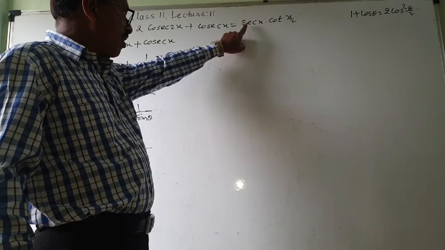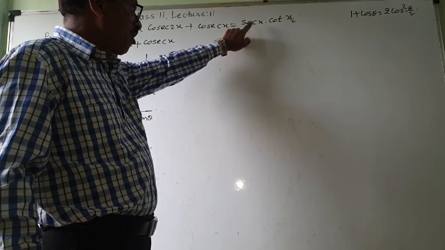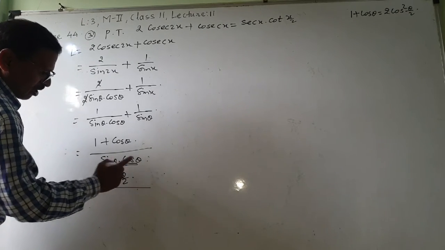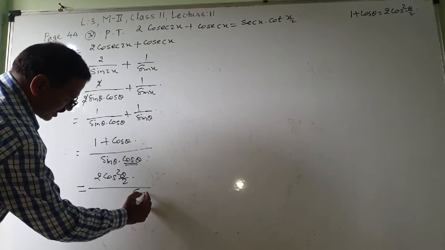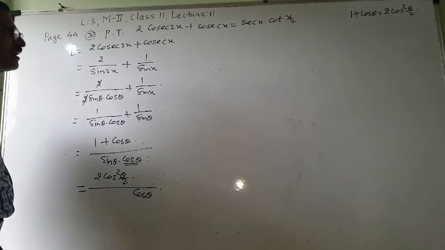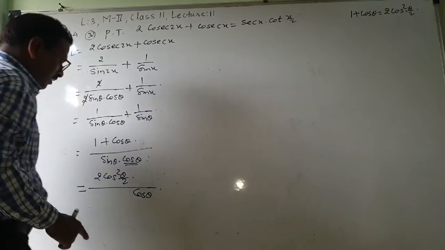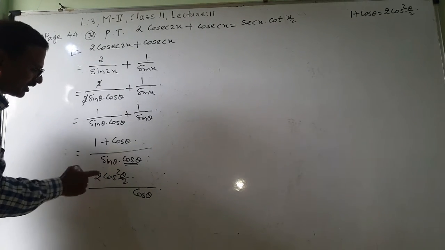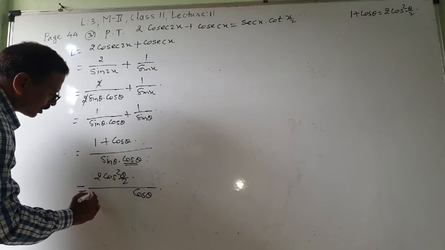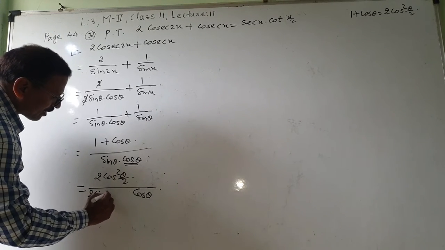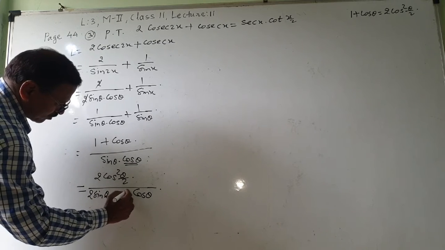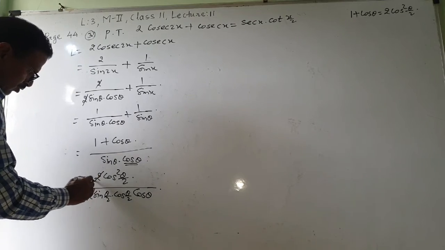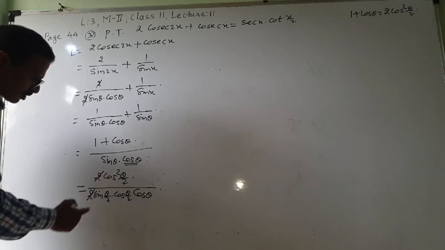In the proof, I want sec. Sec means 1 upon cos. I want this cos, so I will not touch it. I will keep it as it is, cos theta, because I want that. But this sine I don't want. This is sine of 2 theta by 2, so it will be 2 sine theta by 2 into cos of theta by 2. So these two cancel, these two cancel. One cos will get cancelled.